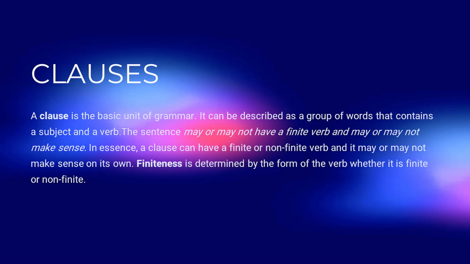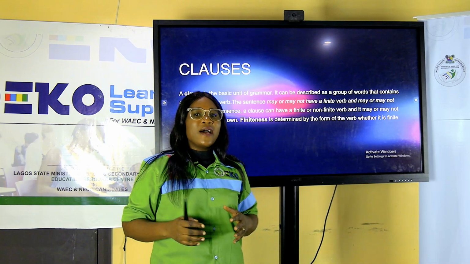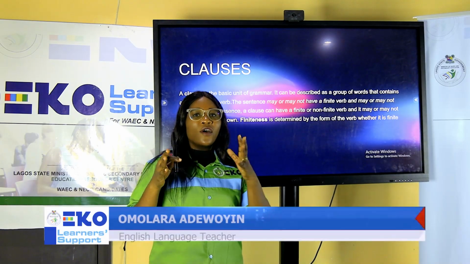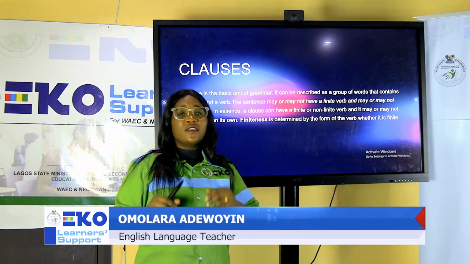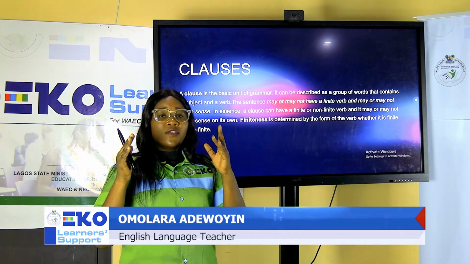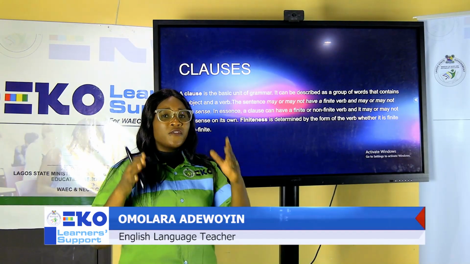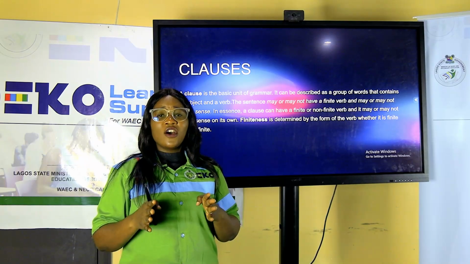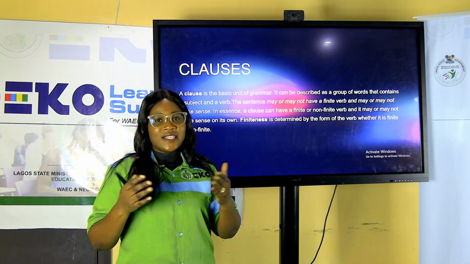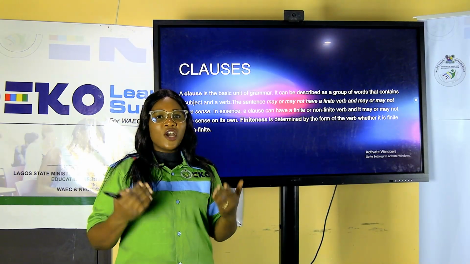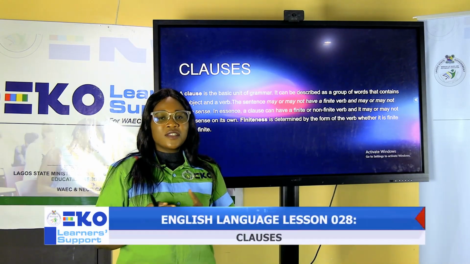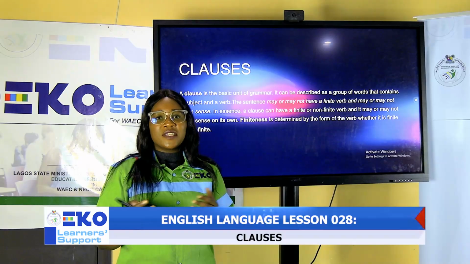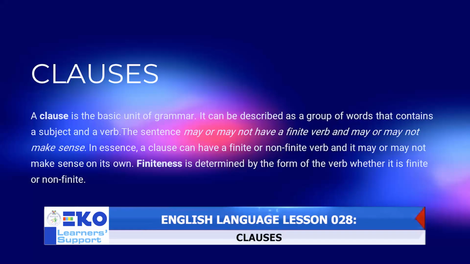A clause is the basic unit of grammar. On the grammatical hierarchy, the clause is the fourth, with the morpheme being the first, the word being the second, the phrase being the third, the clause is the fourth, and then we have the sentence. So just above the phrase is the clause. Of course, one or more phrases can make a clause.